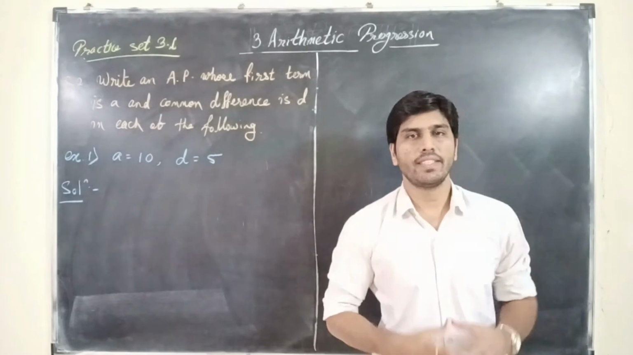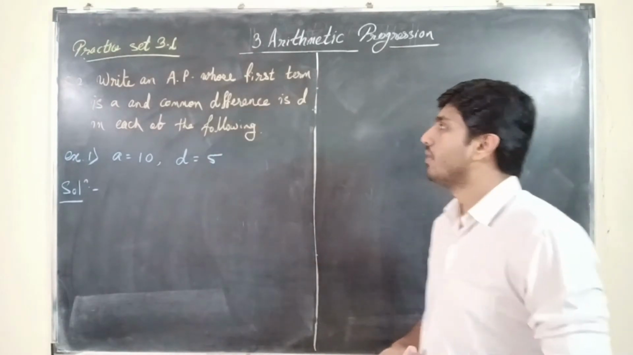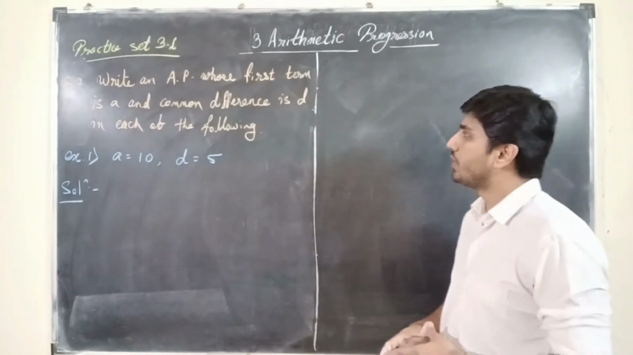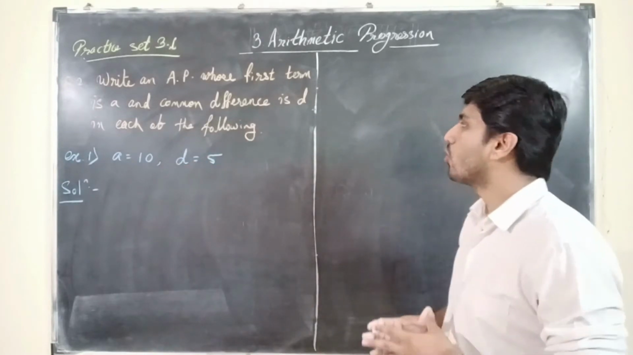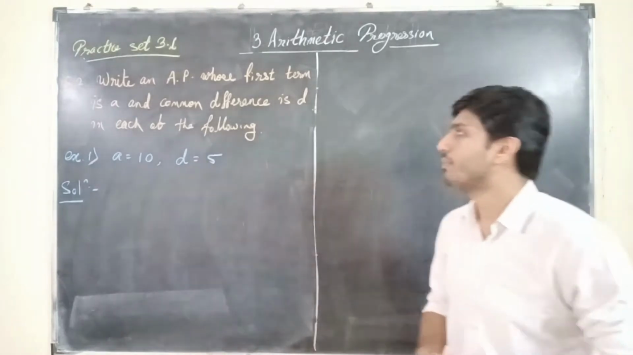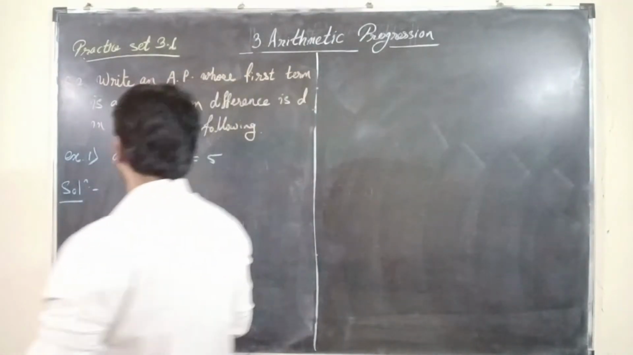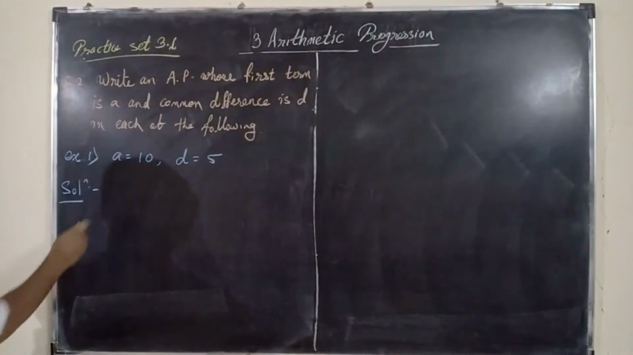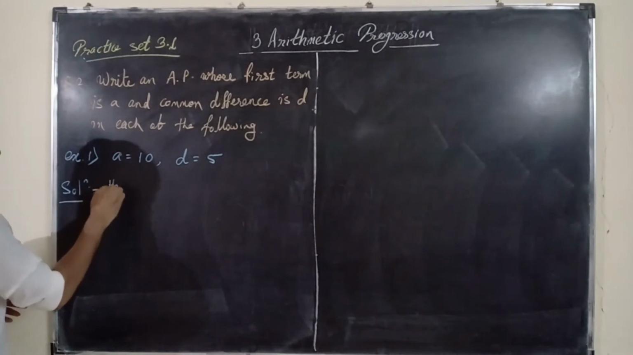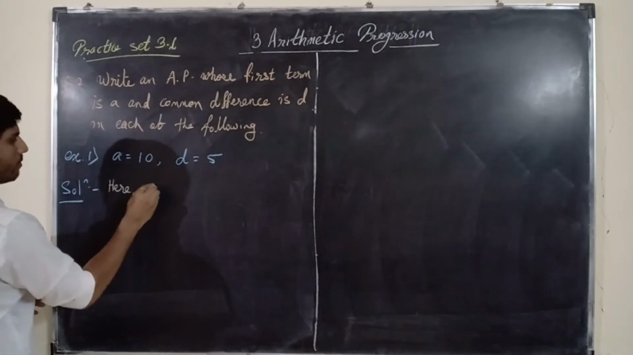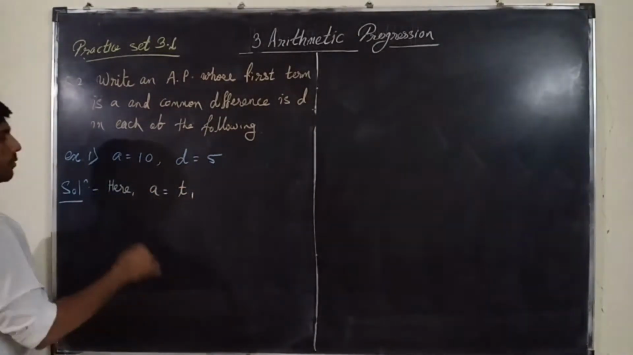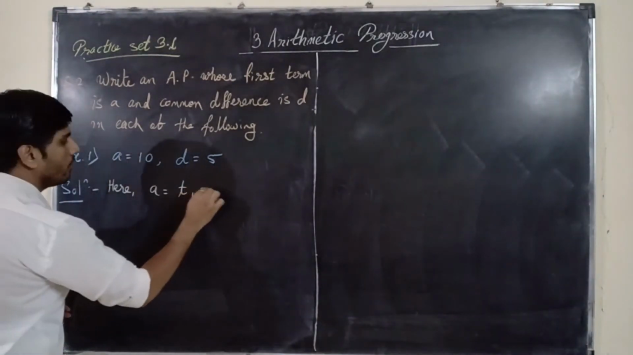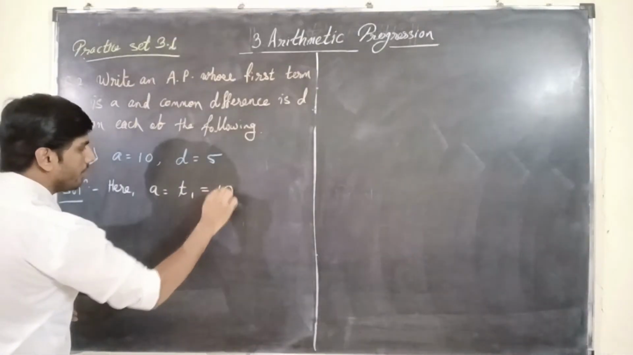Okay, now we will start with second question. Here we have to write an arithmetic progression whose first term is a, which is given, and the common difference is d, which is also given. Now let's find what that required sequence is. Now here a, which is actually the first term, is also called t1. So we will write a is equal to t1, which is equal to 10 here.